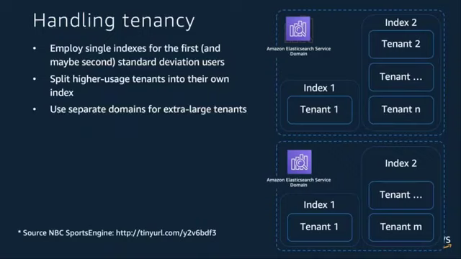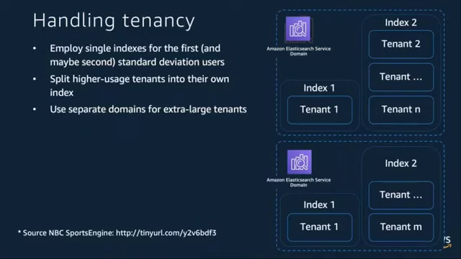So this is an example that I'm pulling, where the tenant here is from NBC Sports Engine. There's a link there. They gave a talk with us at re:Invent in 2018. They manage youth sports leagues. They have about 20,000 youth sports leagues in their system, and they wanted search across all of those. So each of those sports leagues then serves as a tenant. And the question was, how do we best deploy this?